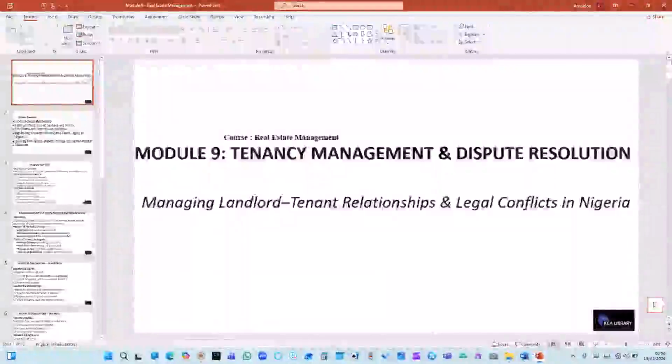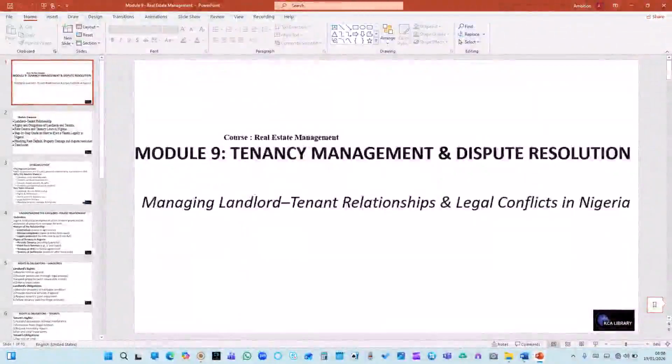Hello and welcome to Module 9 of Real Estate Management, that is managing tenancy management and dispute resolution. In this module, we shall be looking at tenancy management and dispute resolution, that is managing landlord-tenant relationship and legal conflicts in Nigeria.